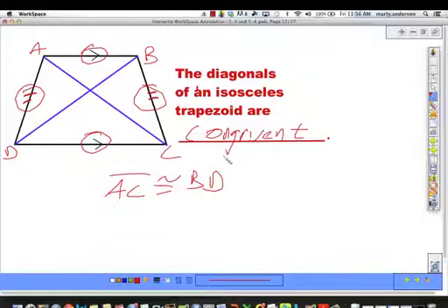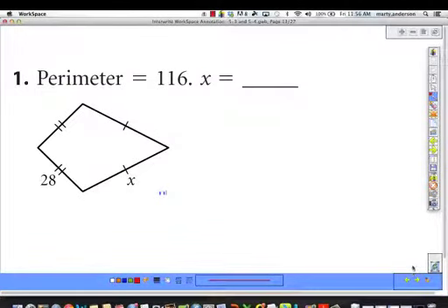Based on the triangles that are formed, there's a bunch of things that we can tell about this based on our side angle side and things like that. But definitely BD is going to be equal to AC. So the diagonals of an isosceles trapezoid, only isosceles trapezoid, not a regular trapezoid, are congruent.